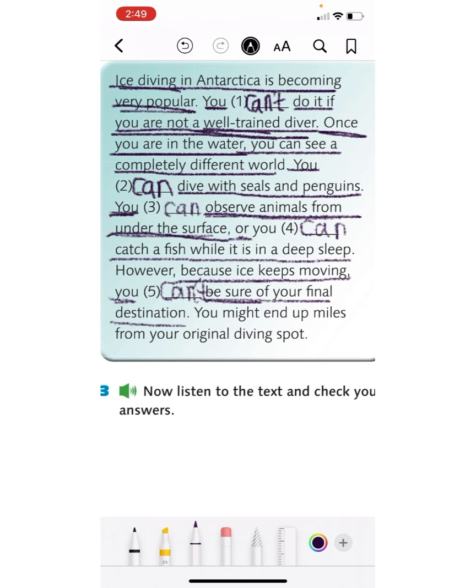You might end up يعني يمكن أن تنتهي بالغوص miles from your original diving spot. يعني لما تنتهي من الغوص راح تكون يمكن تكون بعيد يعني أميال بعيدة من موضع الدايفنج سبوت تبعك اللي نزلت منه. Okay so you can't be sure of your final destination. Number 1 can't, number 2 can, number 3 can, number 4 can, number 5 can't.